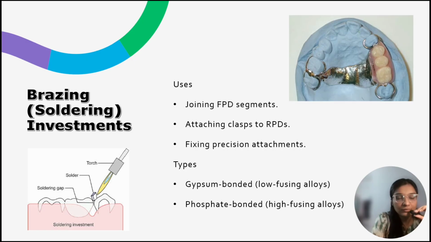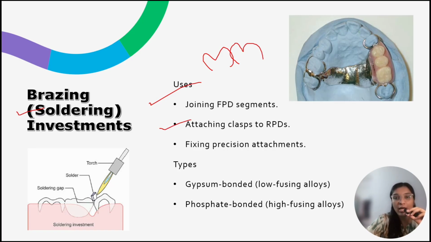Then there are some special investments for some special purposes. So first is brazing or soldering investment. So what is soldering? It means to join two metal parts together. So they are used for joining FPD segments. So if we have to join two crowns or one pontic and retainer, or attaching clasp to the RPDs. So now this is the major connector and this is the clasp. So to join this, we use soldering investment.